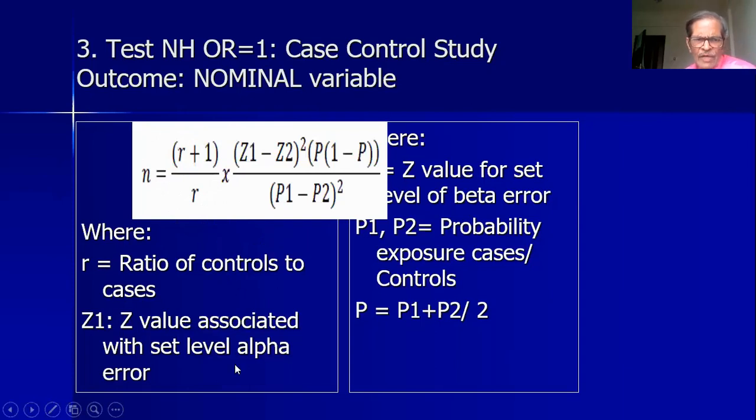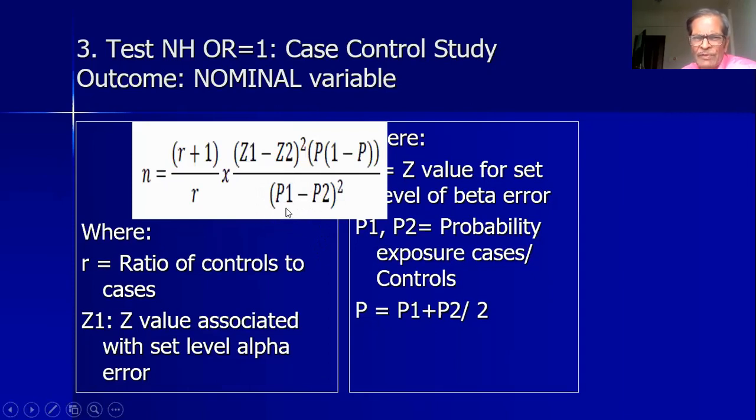Z1 is the Z value associated with the set level of alpha. Whether it is a one-sided test or two-sided test will decide the Z value and the confidence level associated with it. And Z2 is for the power of the test that you are expecting. P1 is the proportion of individuals exposed in the study group, and P2 is the proportion of individuals exposed in the control group.